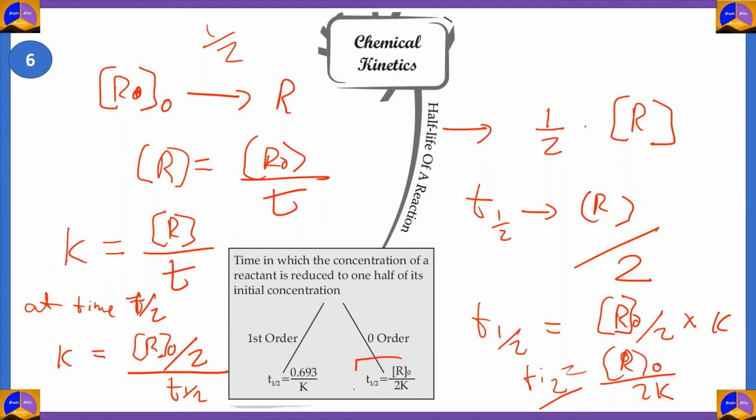For a zero-order reaction, it is the same thing. But for a first-order reaction, the addition of a natural logarithm in the calculations leads to the half-life being independent of the concentration of the reactant. So T half in a first-order reaction changes to 0.693 divided by the rate constant.